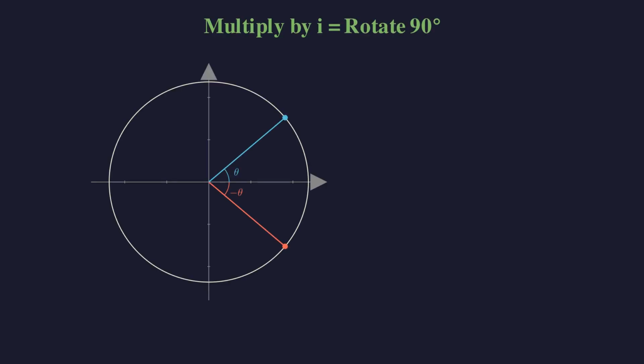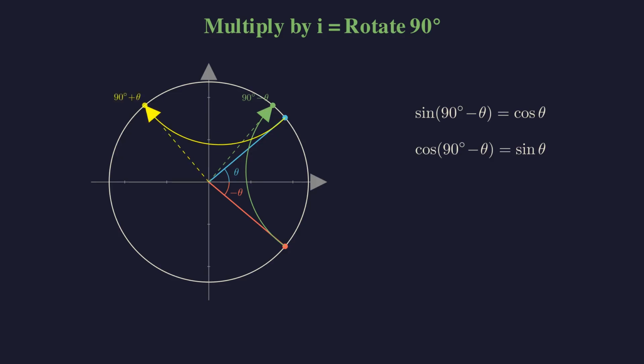Now take the point at negative theta. We just showed that's the reflection below the x-axis. Multiply by i. Rotate 90 degrees counterclockwise. Negative theta plus 90 equals 90 minus theta. So sine of 90 minus theta equals cosine theta. Cosine of 90 minus theta equals sine theta.